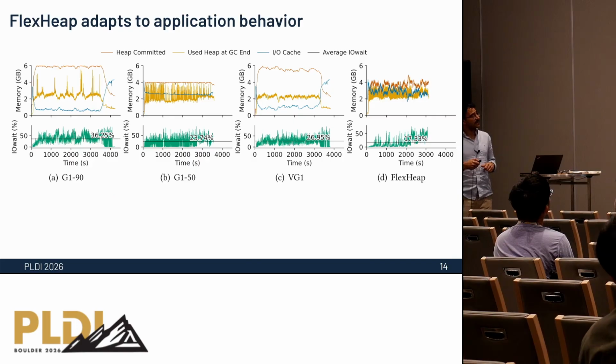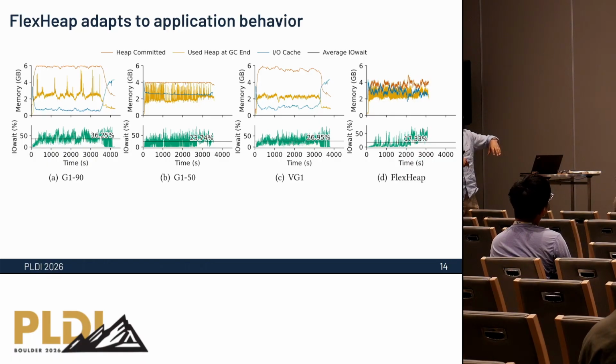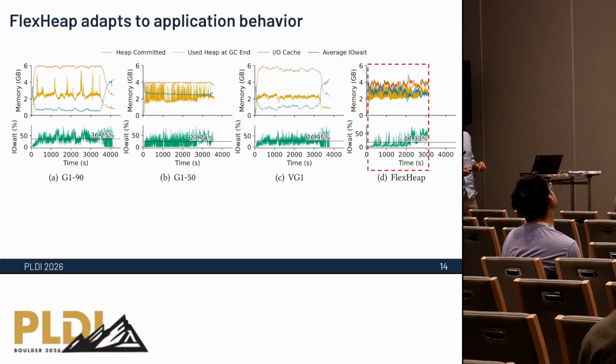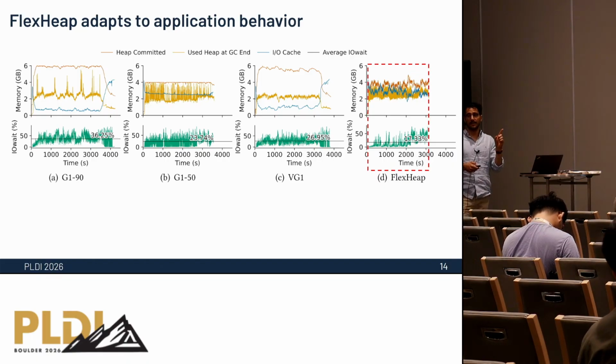Here is how FlexHeap adapts to Wikipedia workload behavior. The first run is G1 using 90% of the DRAM budget for the heap and 10% for I/O cache, then G150, which used 50% of the DRAM budget for the heap and the rest for the I/O cache, then VG1 and FlexHeap. If you see, FlexHeap in these phases adapts better to application behavior compared to the rest of the resizing policies, and this is shown by the reduction of up to 17% in the average I/O wait time.